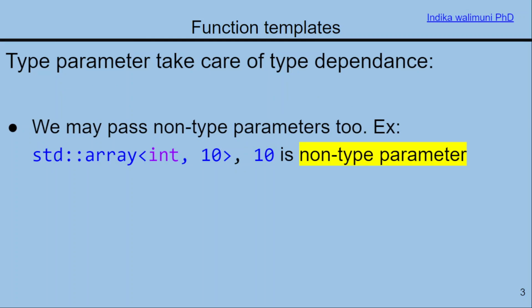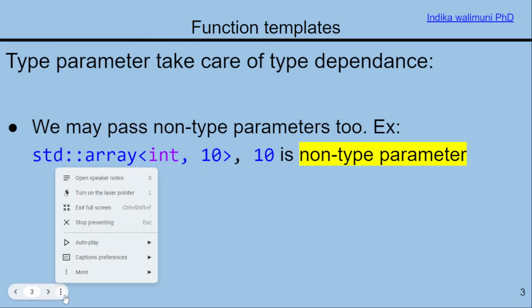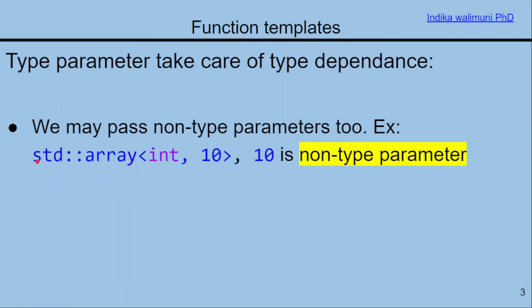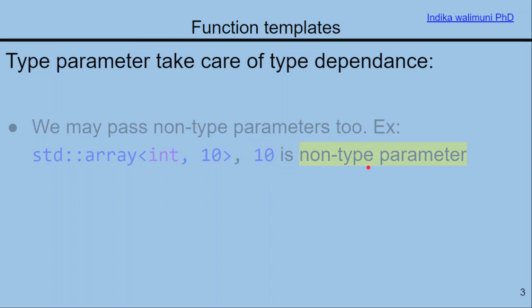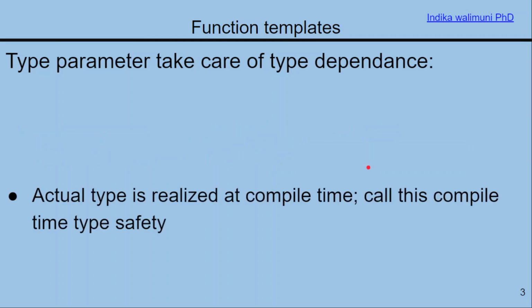For example, we already did this when we created an std array. Here, std array takes the type as the integer int, and then it takes another non-type parameter for the length, and that's what we did. So 10 here is the non-type parameter. We already used that. The actual type, like I said earlier, is realized at compile time. Sometimes we also call this compile time type safety.